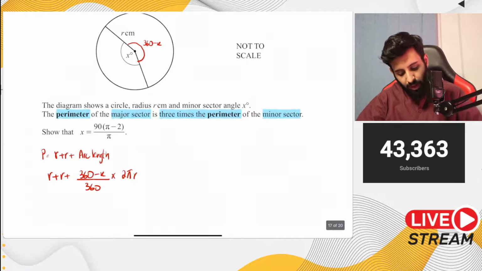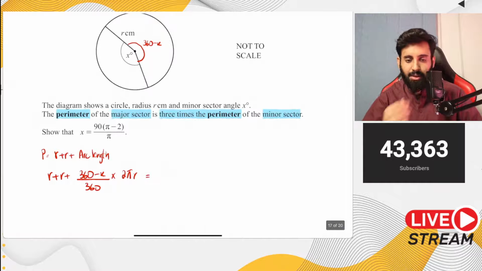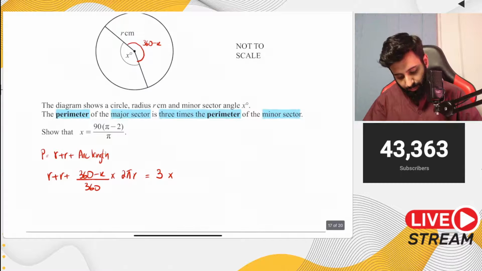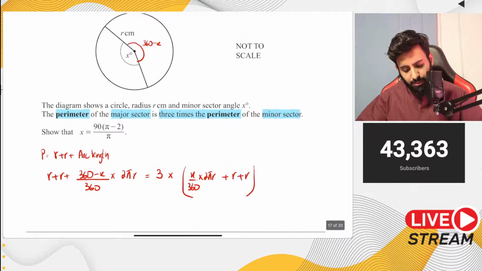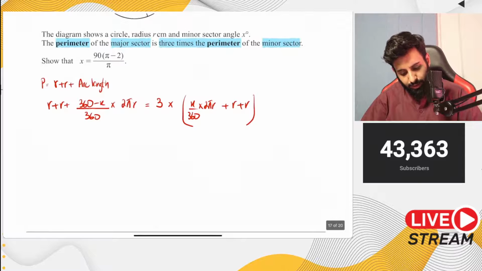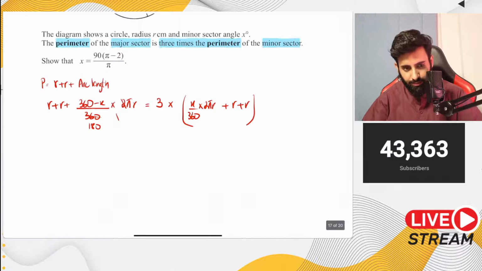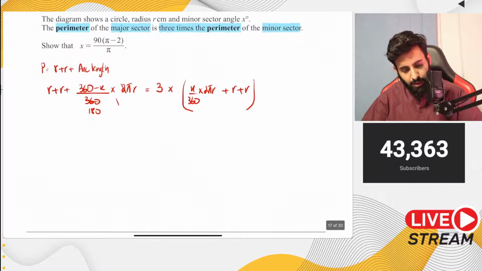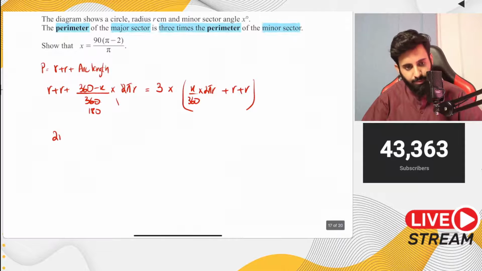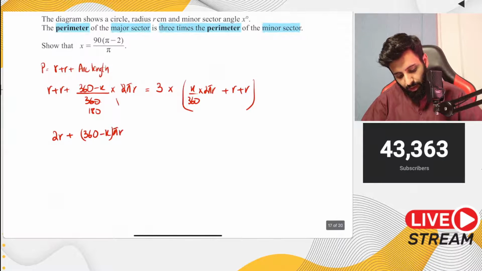Which according to the question is equal to 3 times the perimeter of the minor sector, which means 3 into x upon 360 times 2 pi r, plus r plus r. So let's do a bit of simplification now. First of all, we can simplify this 2 with this 360. So that's 180. And now we're looking at r plus r, which is equal to 2r plus 360 minus x into pi r upon 180, equals 3.